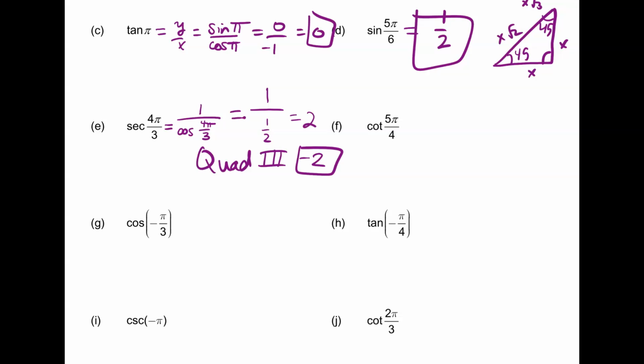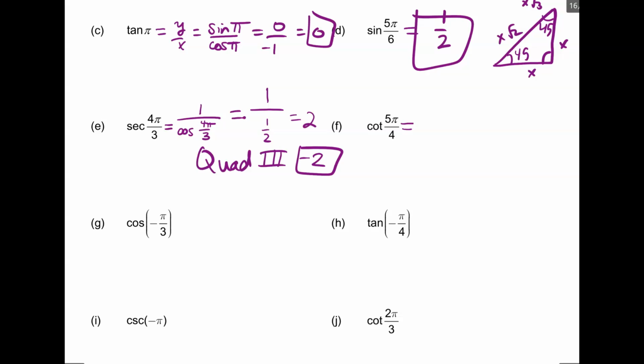All right, cotangent 5 pi over 4. Immediately, what does this yell? 45 degrees. Something with 45 degrees. Negative root 2 over 2 divided by root 2 over negative 2... so, getting closer.